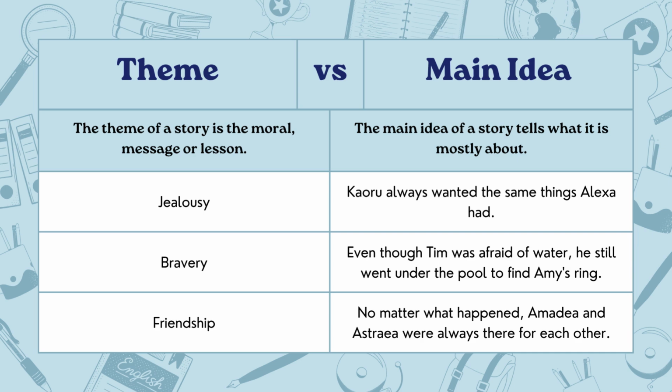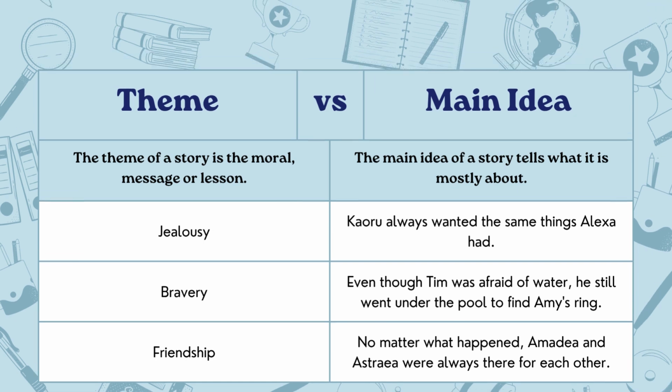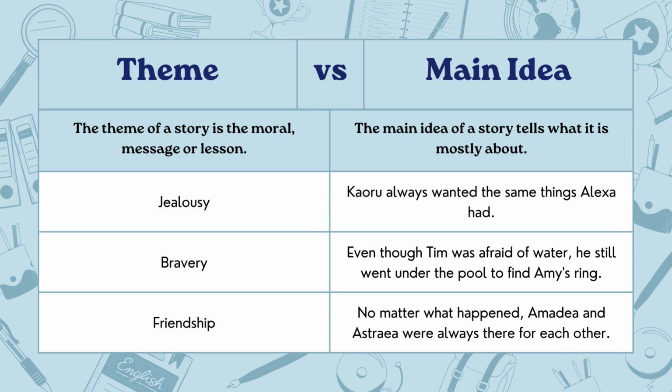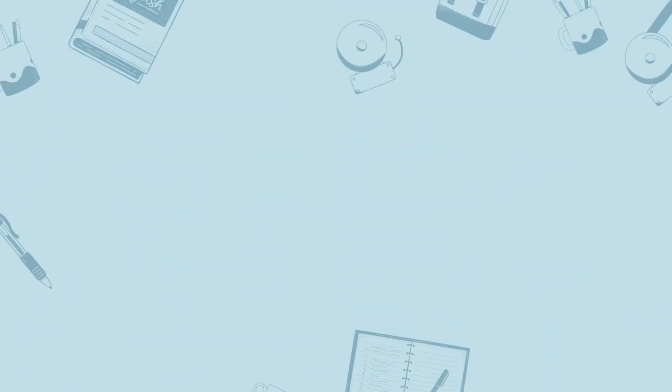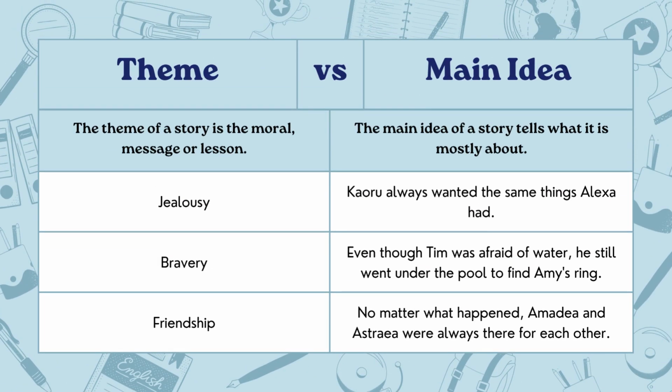Jealousy. Kaoru always wanted the same things Alexa had. Bravery. Even though Tim was afraid of water, he still went under the pool to find Amy's ring. Friendship. No matter what happened, Amadea and Astria were always there for each other.